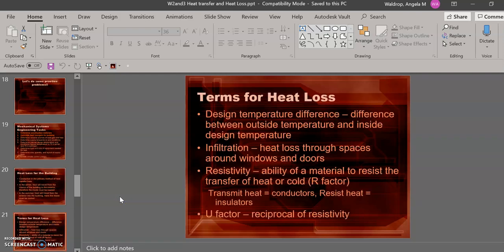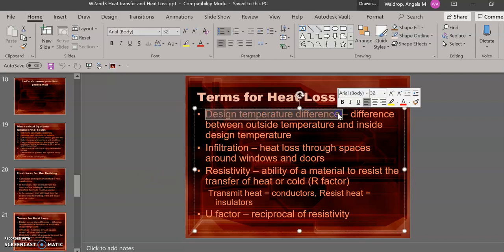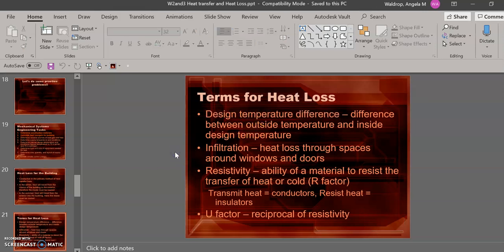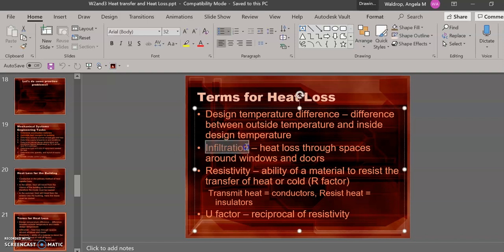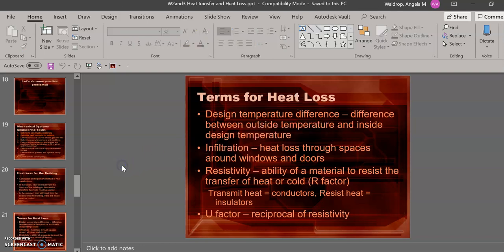Some key terms are noted here for heat loss. Design temperature difference is just delta T. This is the temperature difference between the outside of the structure and the temperature on the inside of the structure. Infiltration will also have to be considered. When windows and doors are installed, there are typically some air gaps around the outside, and these items can also be opened and closed. So infiltration is a consideration for this.